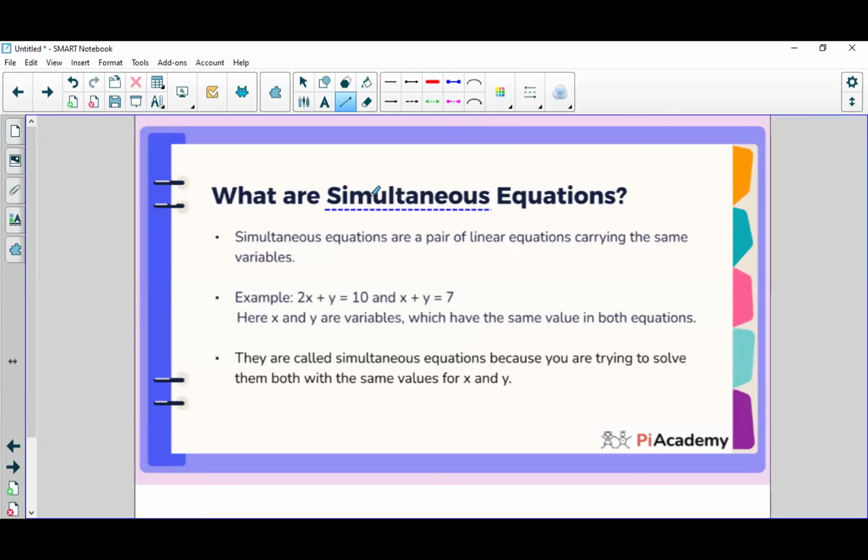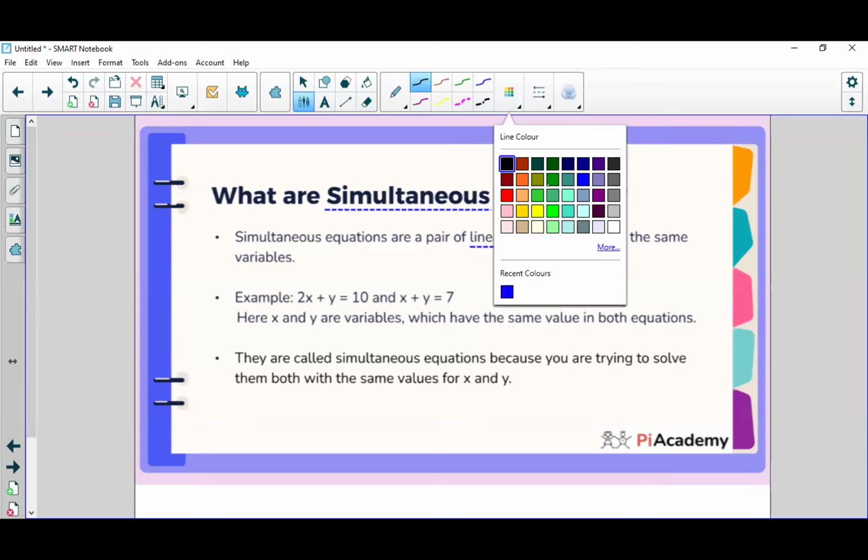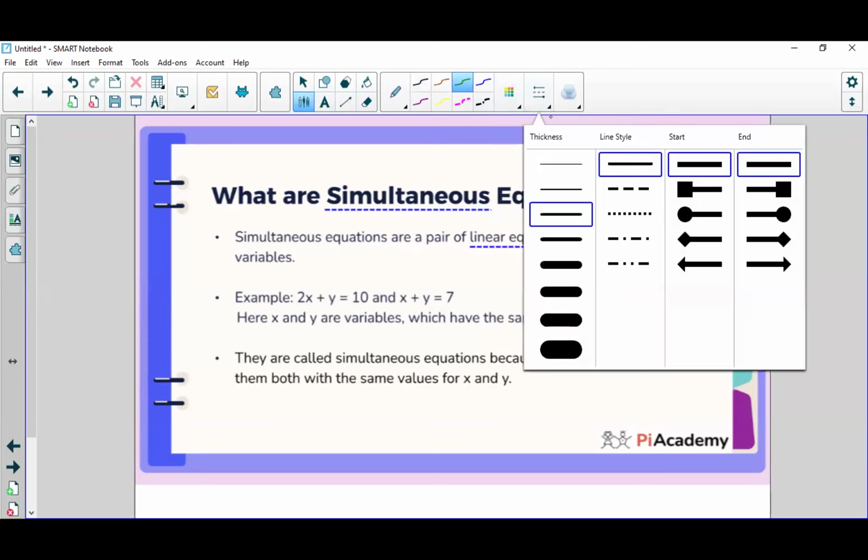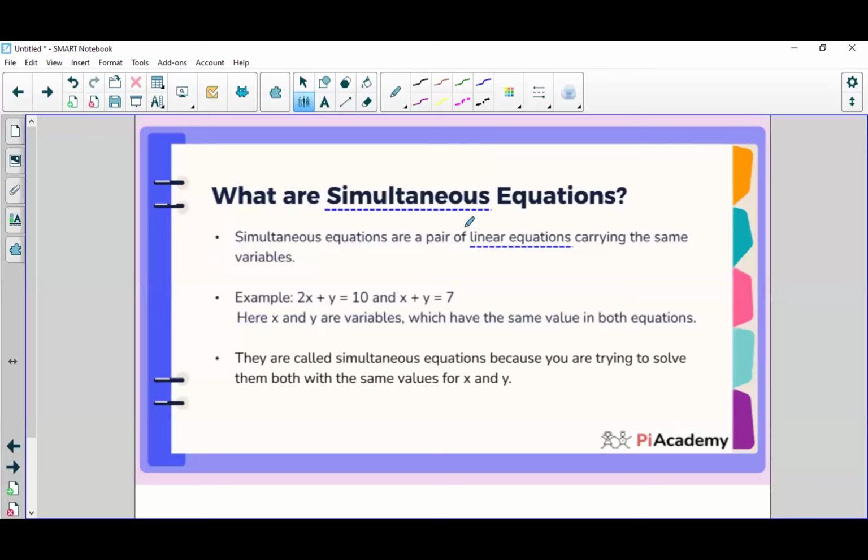In these types of questions, you get a pair of equations, and they are linear equations. Now, what are linear equations? For example, you are given equations like 2x plus y equals 10, and x plus y equals 7. These are examples of linear equations.